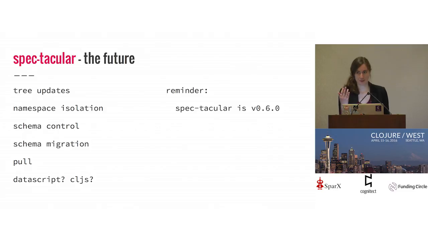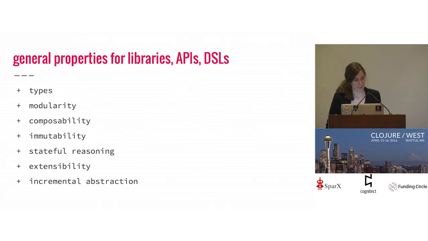So there's a lot of things that spec-tacular could improve on. Just as a reminder, this is version 0.6.0. It's existed for a couple of years and hasn't gotten a lot of love, so there's a lot of places that it could go. It could provide tree updates. It could provide namespace isolation. It could give you schema control. It could give you schema migration, which I didn't even talk about. Pull would be a nice thing. And maybe it could support DataScript, ClojureScript. Those are all good things that it should have, right?